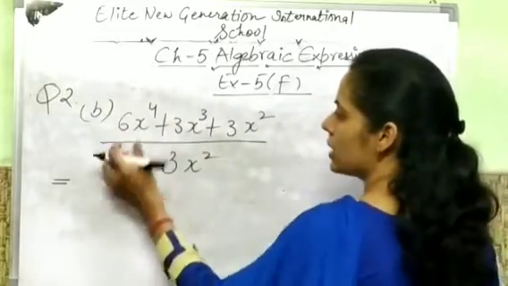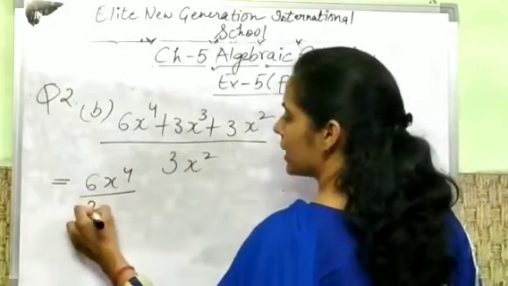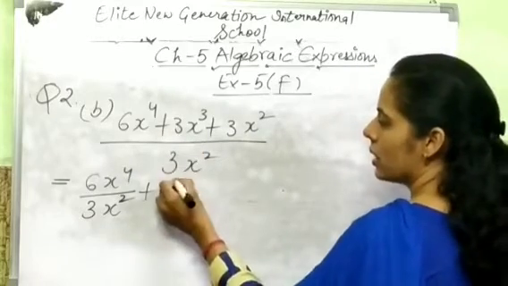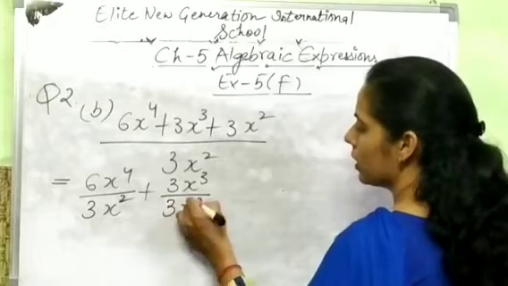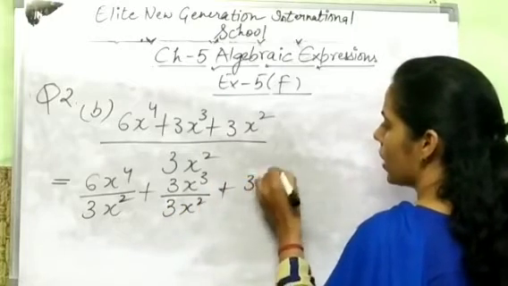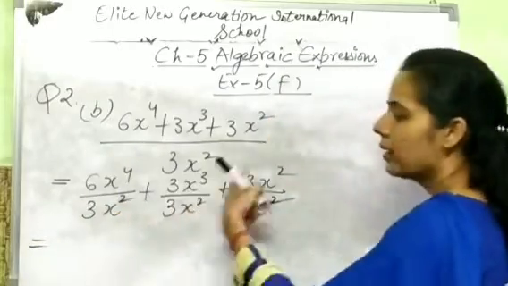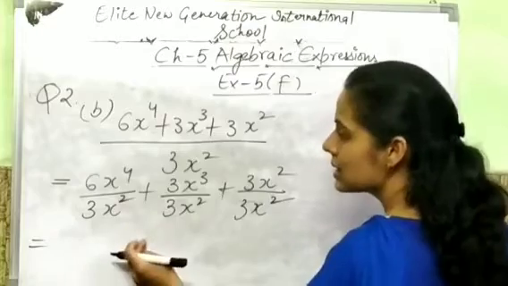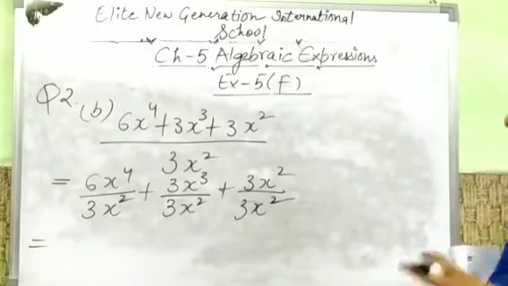So first write 6x to the power 4. We have to divide this term by this monomial, so write like this, separate it out. And now plus sign as it is. Now 3x to the power 3, this is the second term, divide this by the monomial and write now the third term. Again, now we can easily solve this next step by the same exercise, which is 5E. Okay, by the same process we need to apply here.